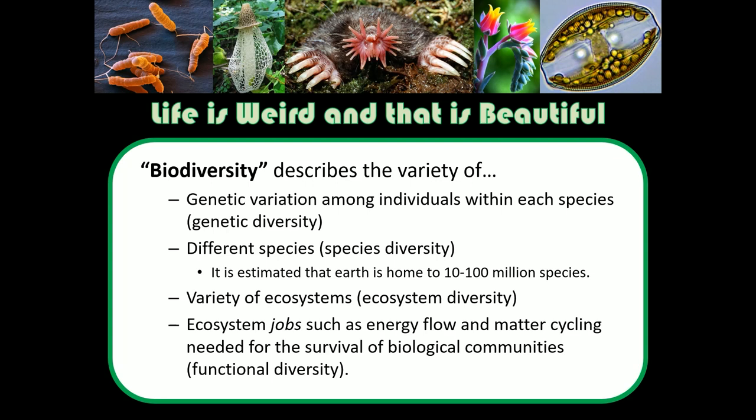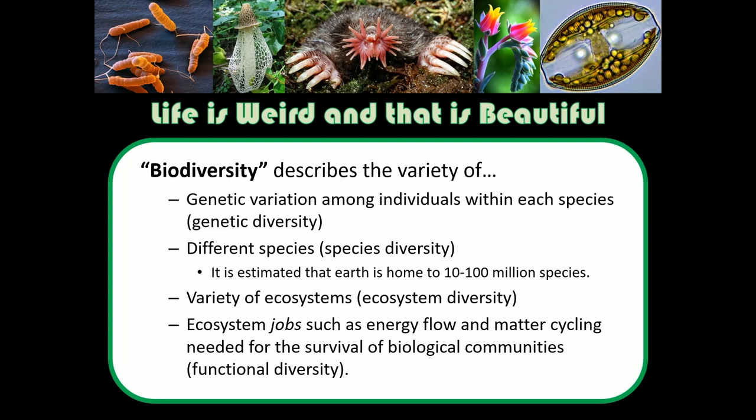There are so many strange species around the world, and the variety of different organisms is referred to as biodiversity, and it can describe a number of different things. So we have genetic diversity, which describes the genetic variation amongst individuals within each species. We have species diversity, which describes the number of species in a given ecosystem or a given area. It is estimated that Earth is home to 10 million to 100 million different species. We've only cataloged just under 2 million different plant and animal species.